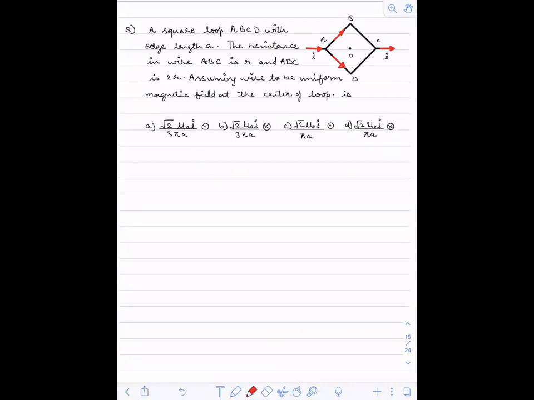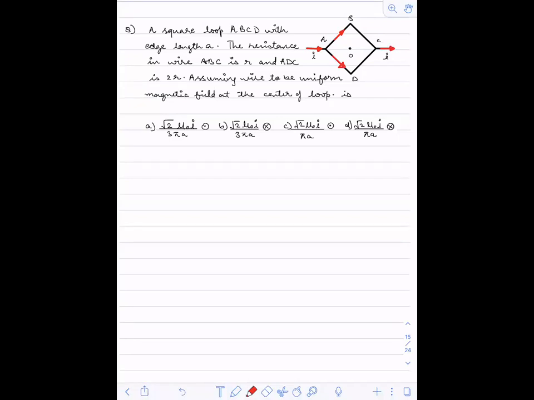A square loop ABCD with edge length A. The resistance in the wire ABC is R, and in ADC is 2R. Fine. Assuming wire to be uniform, the magnetic field at the center of the loop is.